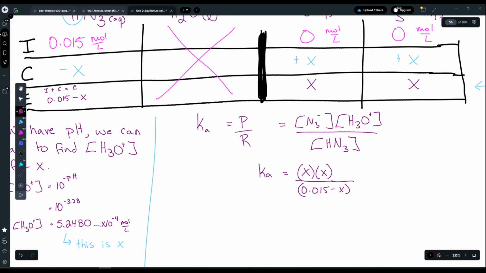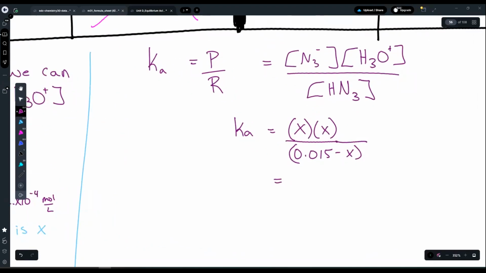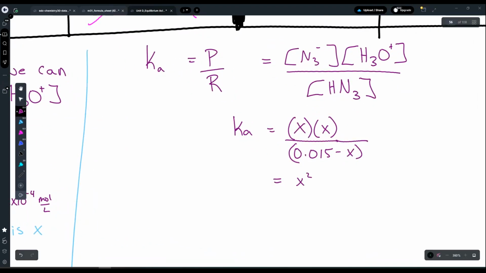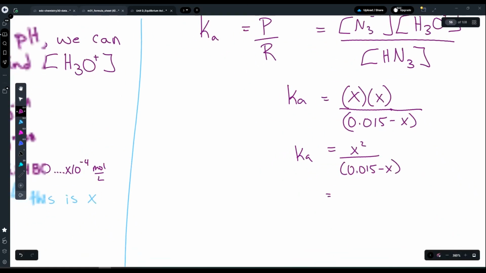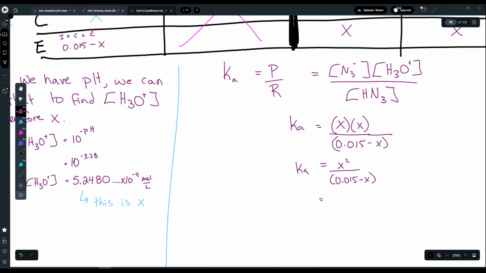Now, since we know what x is, I'm first going to clean this up a little bit and then substitute in my value for x. So I'm cleaning this up, just going x times x. That's just x squared. And then let's plug in our value for x.